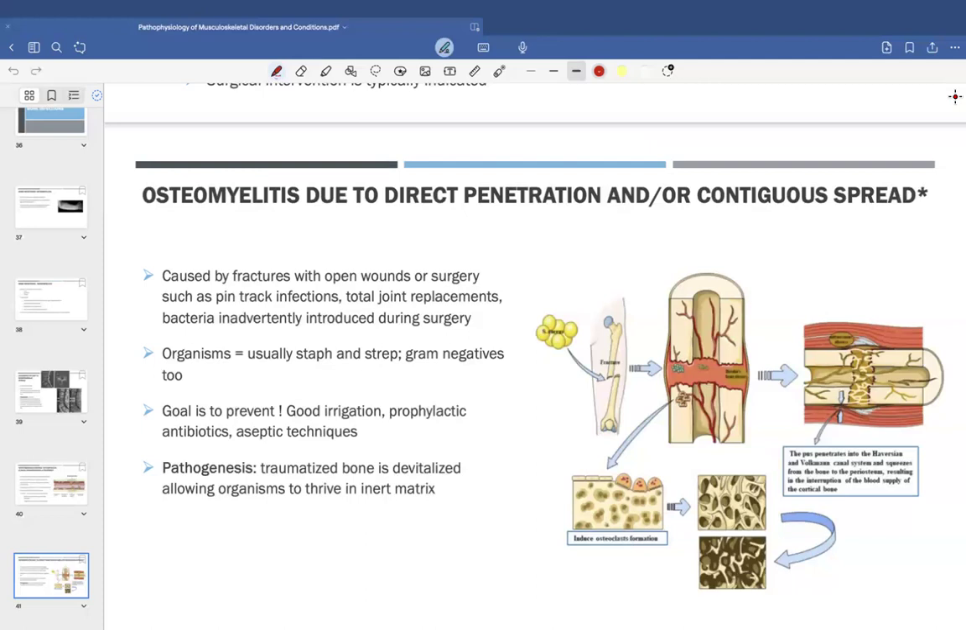Okay, and realize that when you have this traumatized bone, it's devitalized. You've damaged the blood vessels. You've got this big juicy hematoma there, which is a rich nutrient source for bacteria to multiply. And yes, you've got some white cells in the area, but the bone itself is very difficult to treat. So once they start reproducing in that nice juicy hematoma, they extravasate into the bone marrow, and then they're going to just thrive in that inner matrix of bone.